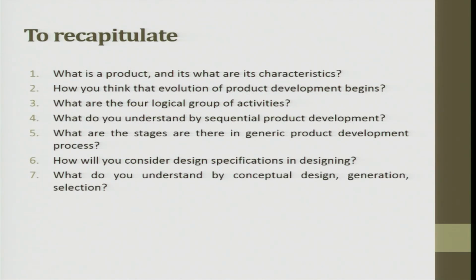So, in this lecture series of product development, we saw what is a product and what is its characteristics. We saw how you can think of evolution of a product development. Then what are the 4 logical groups of activities which are generally there. What do you understand by sequential product development? What are the stages that are in generic product development? How will you consider design specification in designing? What do you understand by conceptual design and generation selection? So, these are the things which we saw in this lecture.